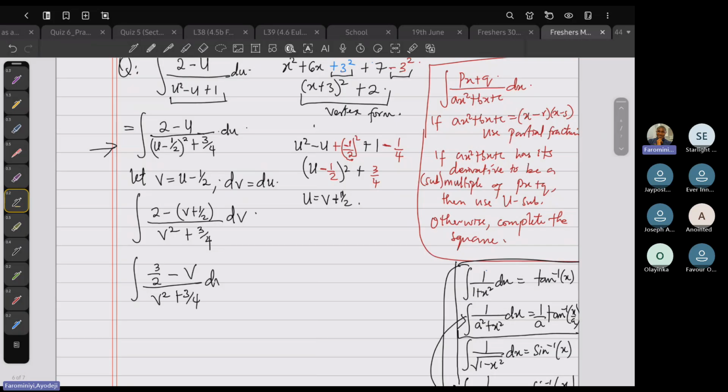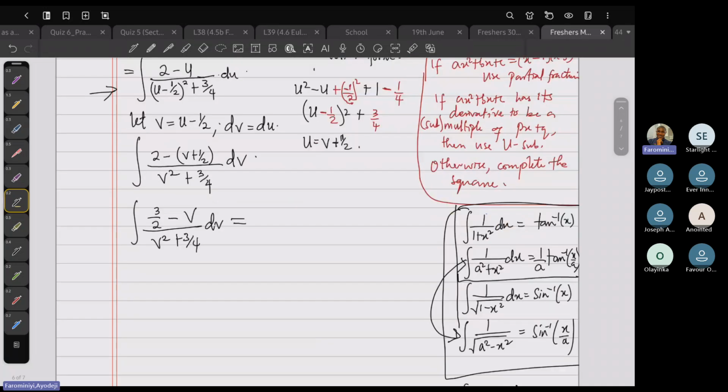At this point, we can break things down. So this is the same thing as 3 over 2 over v squared plus 3 over 4 dv, minus v over v squared plus 3 over 4 dv. Is anybody lost along the way? Olayinka, are you still with us? Is it clear up to that point? Yes, sir, it is.